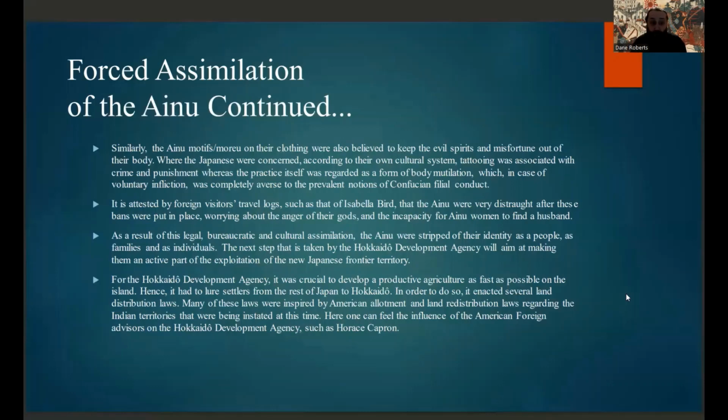For the agency, it was crucial to develop a productive agriculture as fast as possible on the island. Hence, they had to lure settlers from the rest of Japan, and so they enacted several land distribution laws, which were actually inspired by American allotment laws, which similarly disaffected and drove Native Americans from their home territories. And so you can see the influence of American foreign advisors on the Hokkaido Development Agency, such as an individual known as Horace Capron.